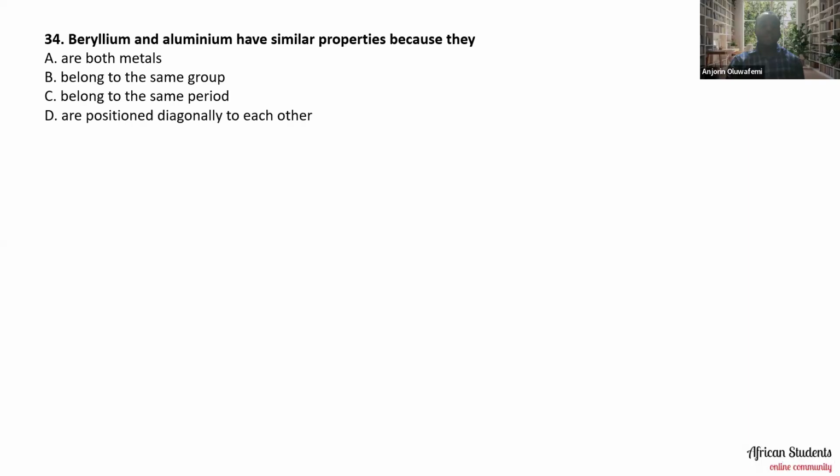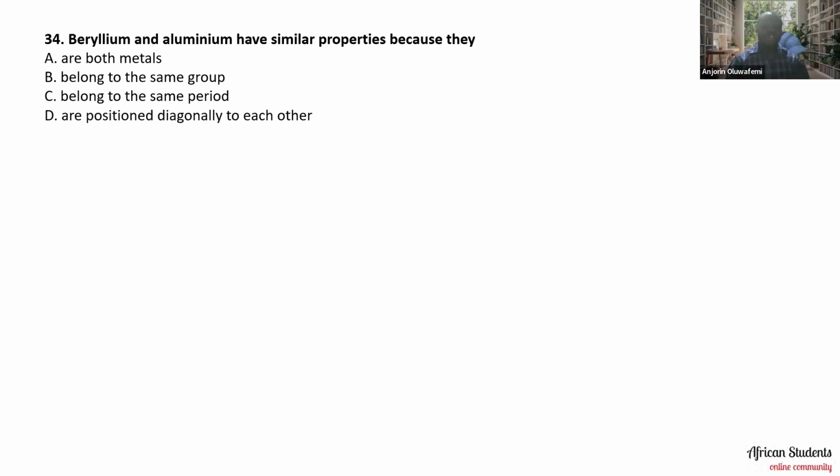Okay. Beryllium and aluminium have similar properties because A, they are both metals. B, because they belong to the same group. C, because they belong to the same period. And D, because they are positioned diagonally to each other. The answer is D, the diagonal effect or the diagonal relationship.